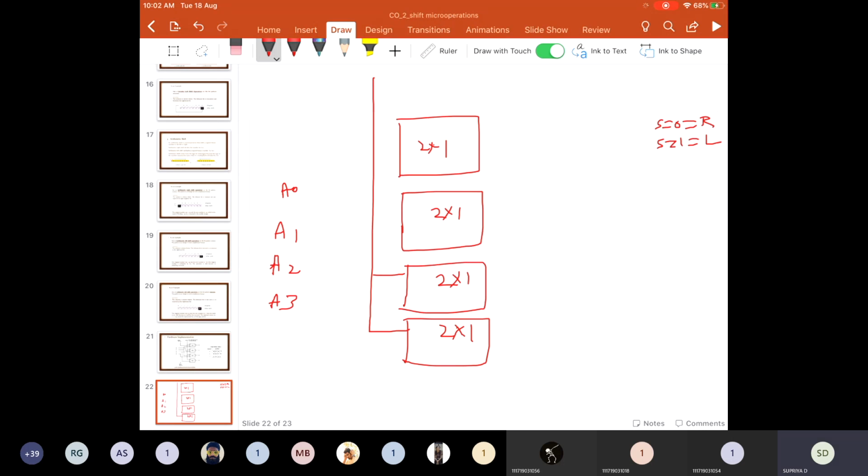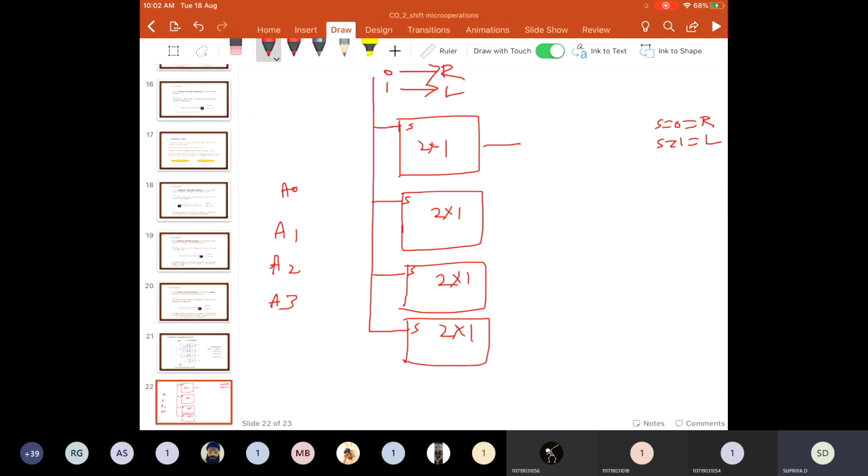I'm representing it with S, connecting to all the multiplexers. Okay, this is S. See, S can be 0 or S can be 1. When it is 0, I want to perform right, and when it is 1, I want to perform left operation. So let us first go through the truth table.